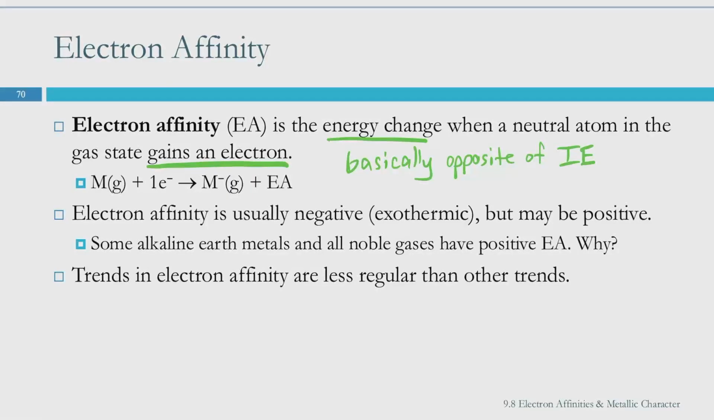Electron affinity is usually negative. We're releasing energy to gain an electron when an electron's gained, but it can be positive. So some alkaline earth metals and all noble gases have positive electron affinity. Any ideas why we might have that? Where are our alkaline earth metals? What do alkaline earth metals have in common with respect to their orbital diagrams or their electron configurations?